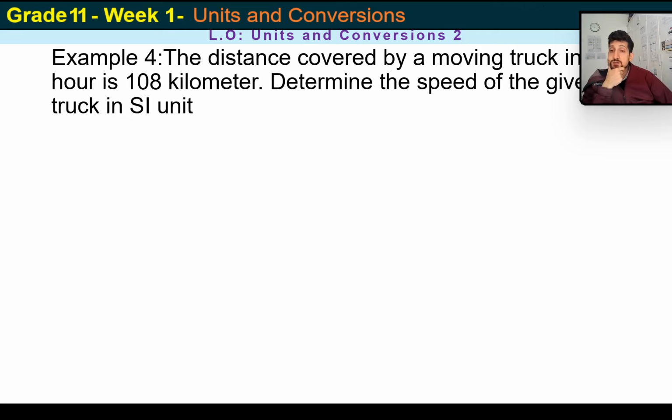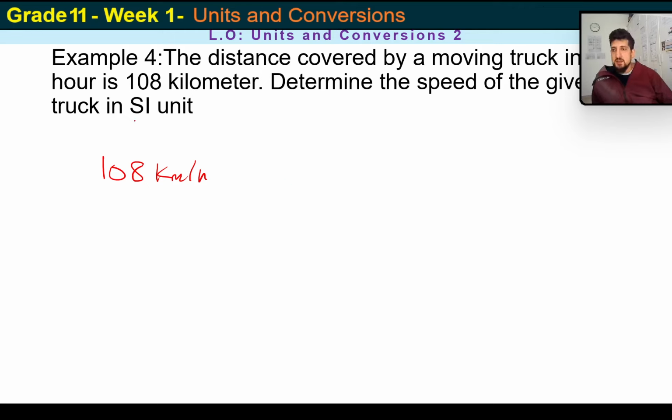The distance covered by a moving truck in an hour is 108 kilometers. Now that is a tricky way of saying the truck is moving at 108 kilometers per hour. If I say the distance covered by a moving truck in 1 hour is 108 kilometers, that's the same as saying it's 108 kilometers per hour. Determine the speed of the truck in SI units.